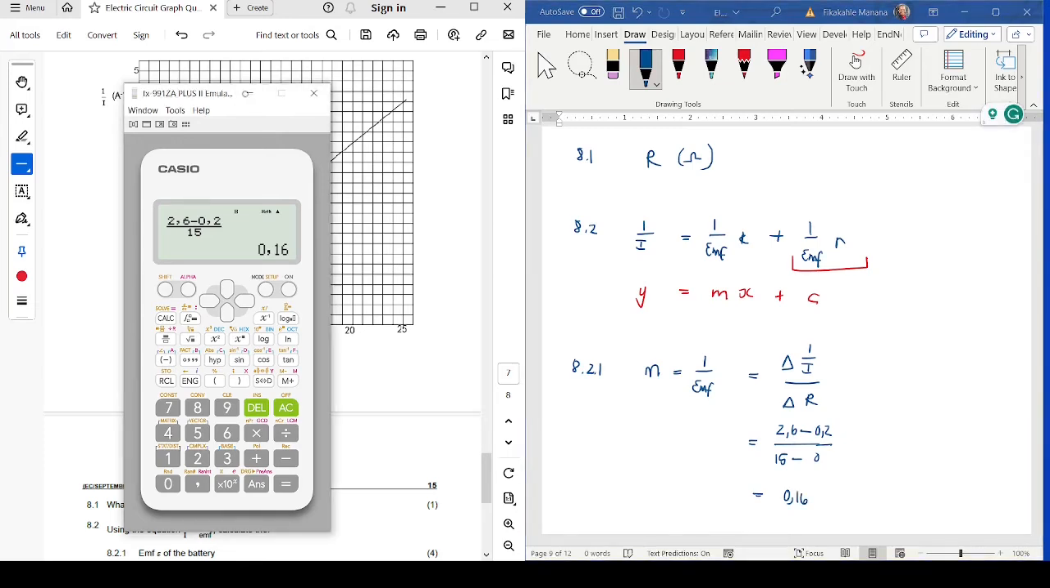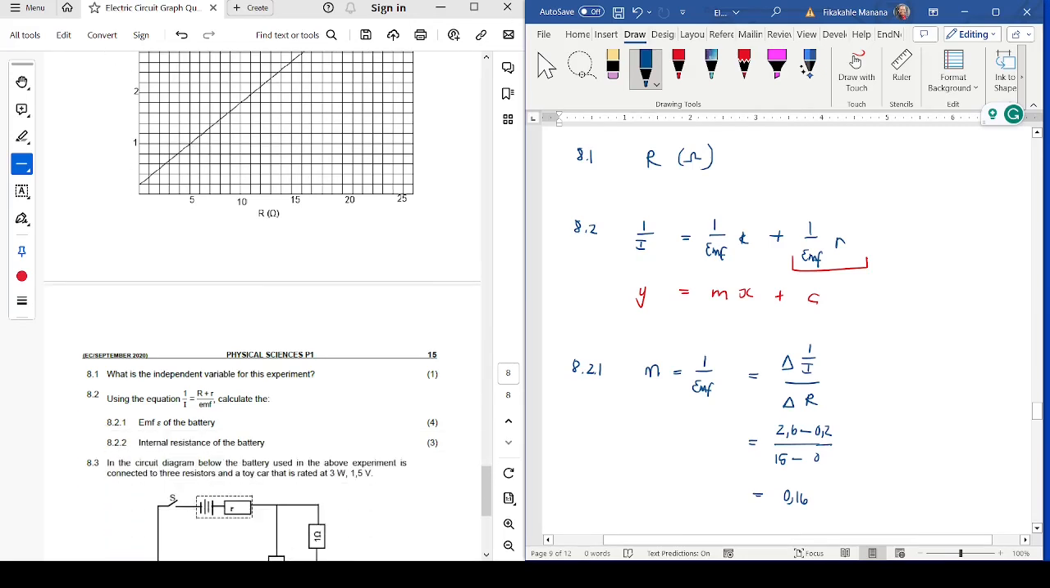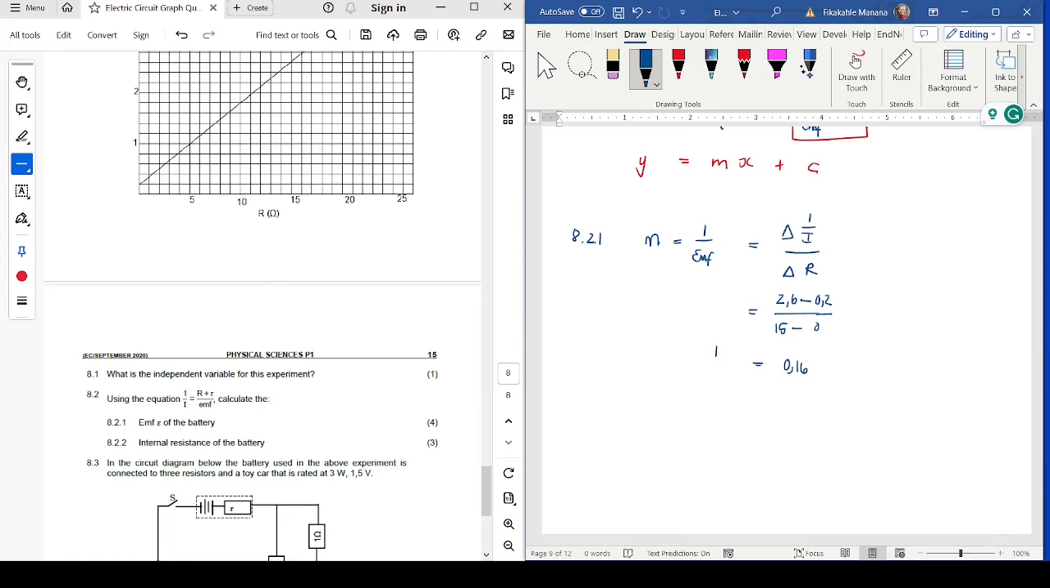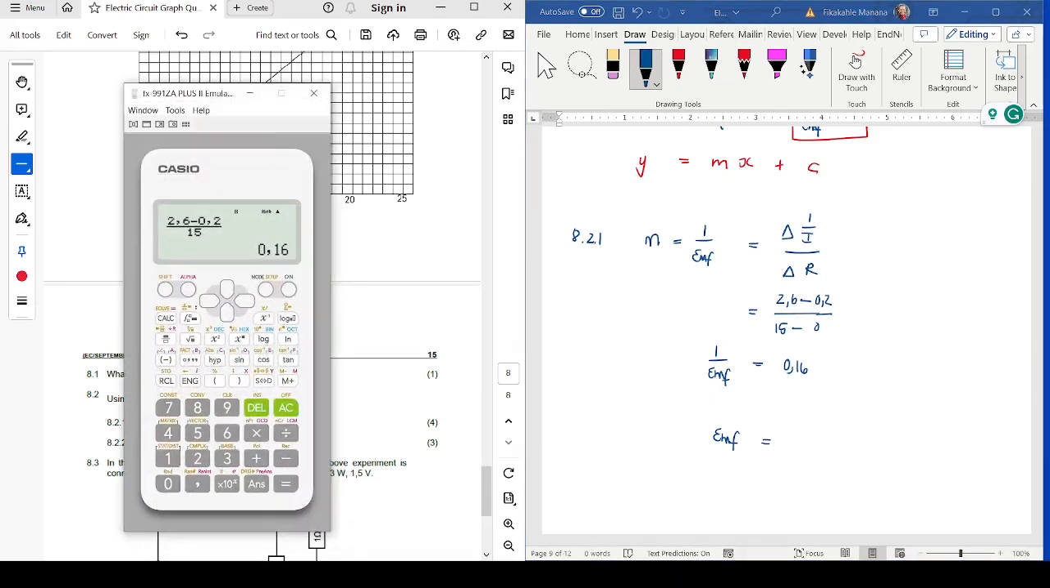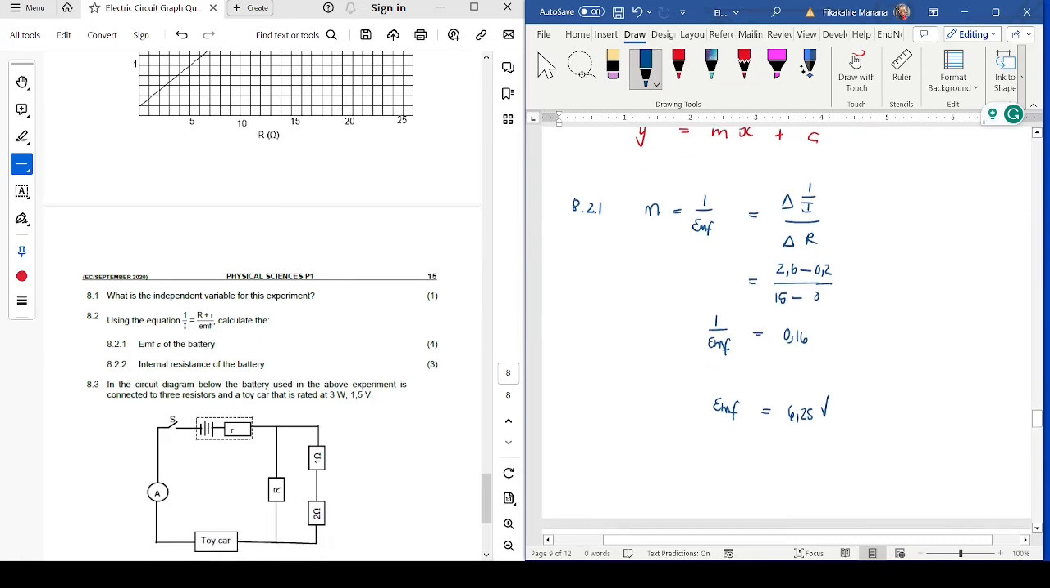Okay, that is 1 over EMF. They asked for the EMF of the battery. So this is 1 over EMF. So now in order to get EMF, I'm going to say 1 divided by 0,16. And that is 6,25 volts. All right, so that's a nice 4 marks.